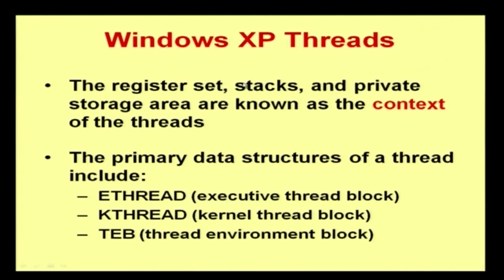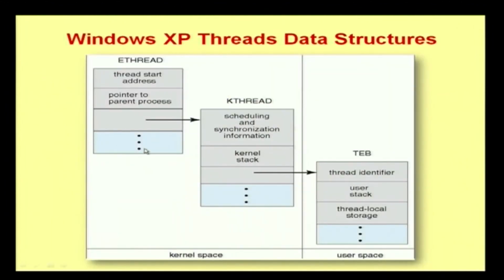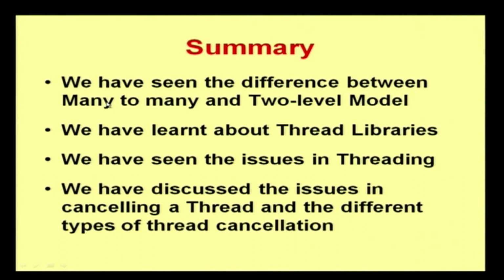The primary data structures of the thread include ETHREAD, KTHREAD and TEB. ETHREAD is the executive thread block, KTHREAD is the kernel thread block, and TEB is the thread environment block. So this is how it looks in a Windows XP thread environment. This is ETHREAD, where you have a start address, pointer to parent process, KTHREAD again and TEB. So with this we summarize our entire session.